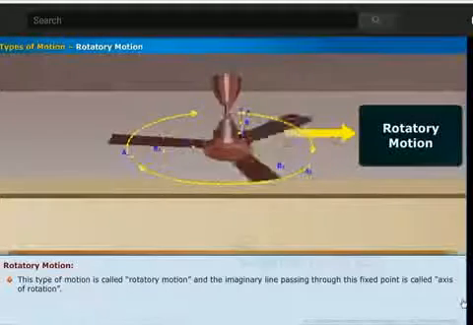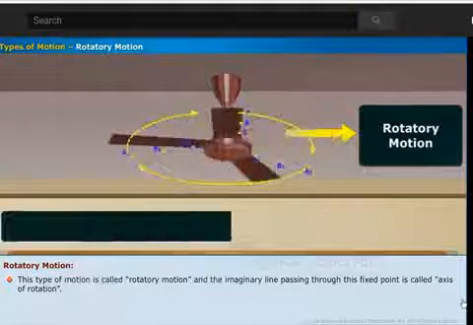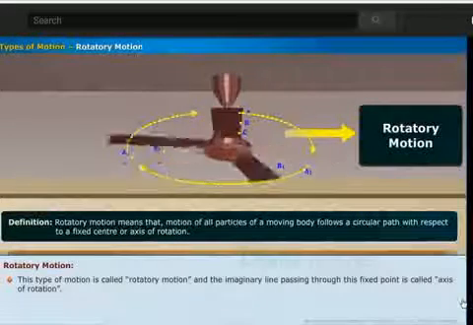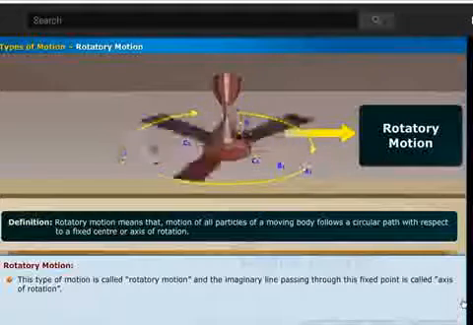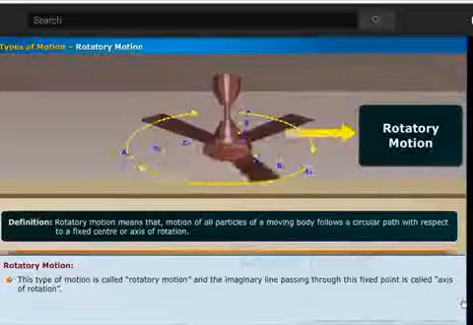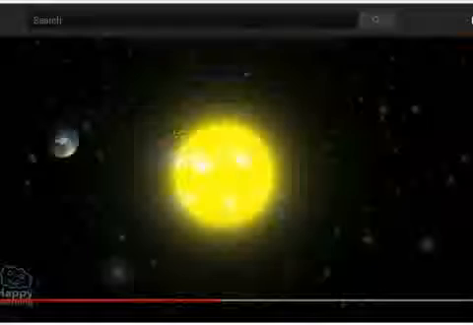An imaginary line passing through this fixed point is called the axis of rotation. Definition: rotatory motion means that the motion of all particles of a moving body follows a circular path with respect to a fixed center or axis of rotation.